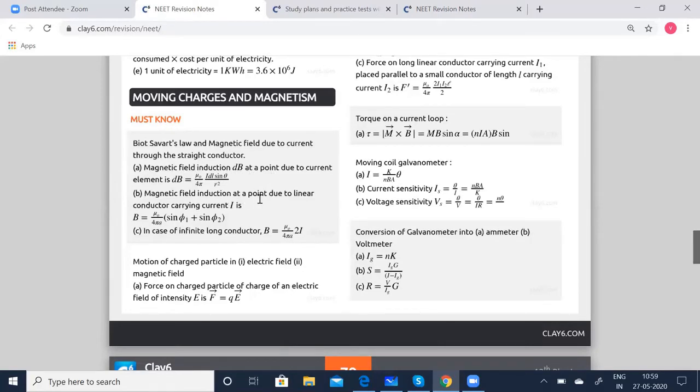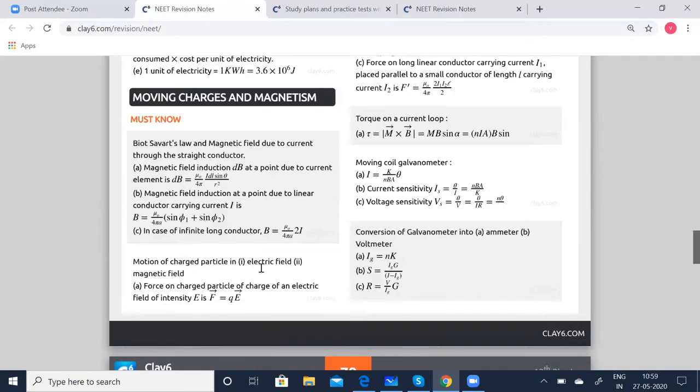Magnetic field induction at a point due to a linear conductor carrying current I is given by B equal to mu 0 by 4 pi a into sine phi 1 plus sine phi 2, where a is the radius, because we are going to consider this linear conductor as a circle. So it is going to be 2 pi a, the circular loop, where r is the radius of the circular loop. In case of an infinitely long conductor, B is equal to mu 0 by 4 pi a into 2 times I, where I is the current.